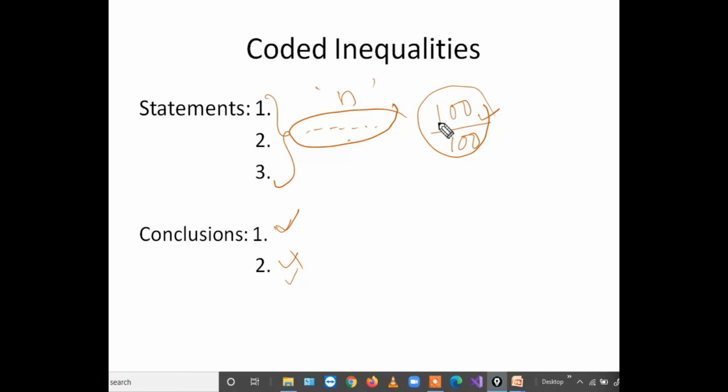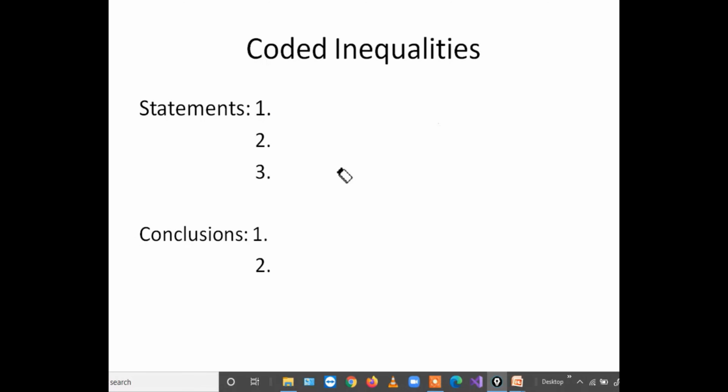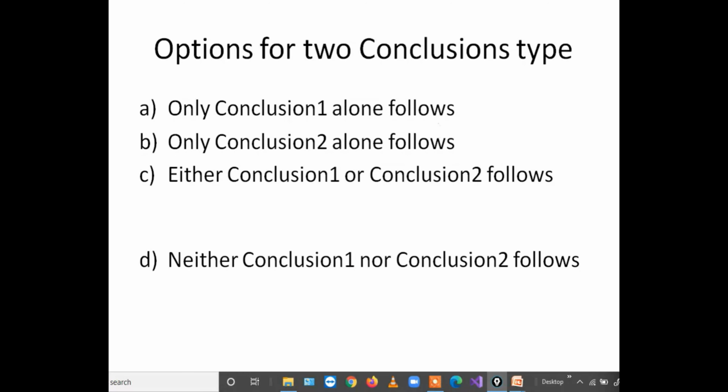99 follow, okay, then what about the remaining one? At least one fails, total fail. If all follow, then all possibilities are okay, then the conclusion follows. Right? This is the way to decide whether the given conclusion follows or not. So now let us enter into our topic. What is the topic? Coded inequalities. First we'll see only inequalities. Later we'll move on to the coded type.